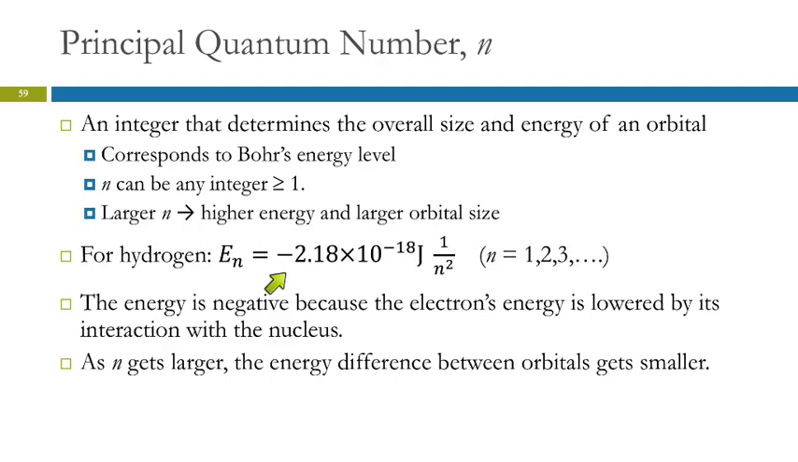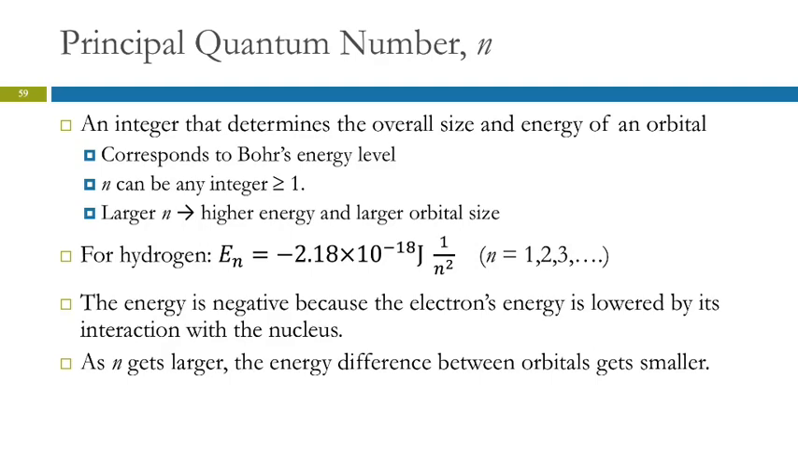The energy here is negative because the electron's energy is lowered by its interaction with the nucleus. So if you were comparing this to an electron that is not attached to an atom, that might have a 0 or a positive energy. This is a negative energy because it's lower.